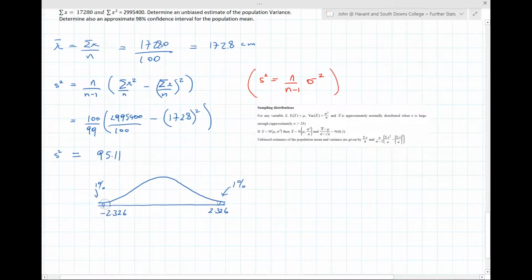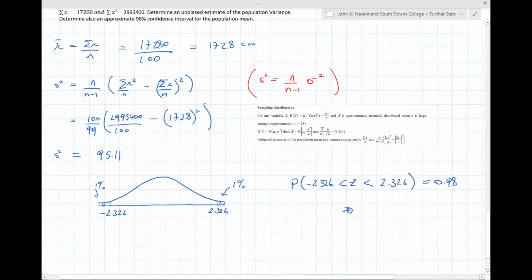So let's write that out as a statement that is about z. We're basically saying that the probability that z lies between minus 2.326 and positive 2.326 equals 0.98. Right, okay, so that means that we can do our transformation.